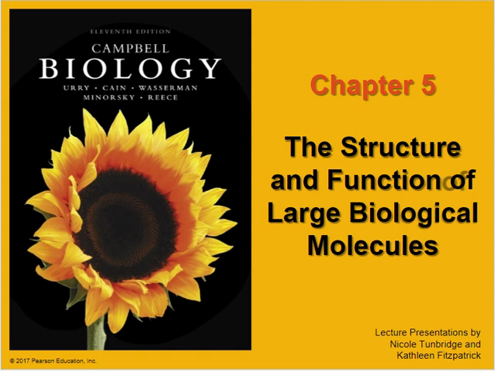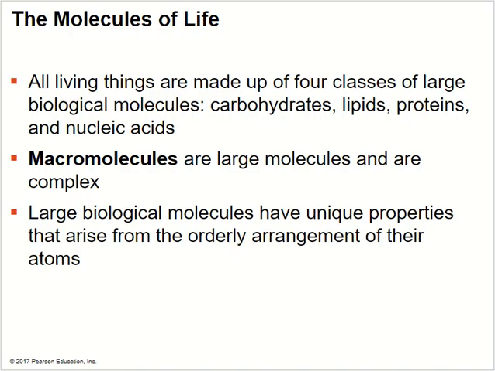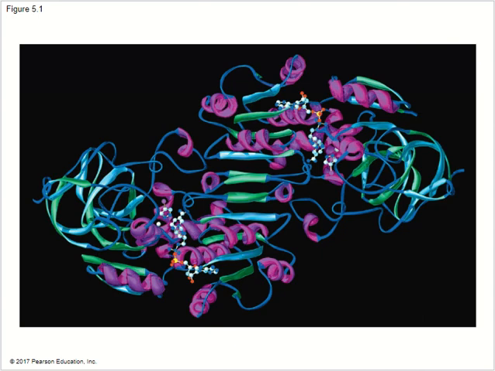We are now looking at chapter 5 of Campbell Biology, the structure and function of large biological molecules. All living things are made up of 4 classes of large biological molecules: carbohydrates, lipids, proteins, and nucleic acids. Macromolecules are large molecules and are complex. Large biological molecules have unique properties that arise from the orderly arrangement of their atoms.